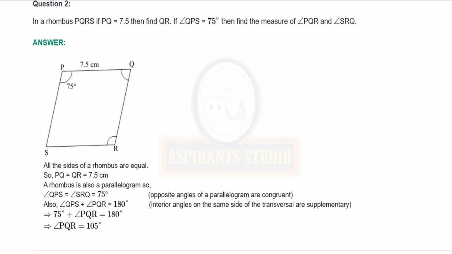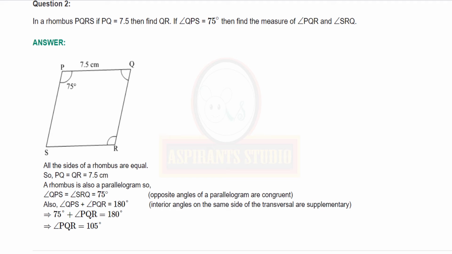Now coming to question number 2. In a rhombus PQRS, if PQ is equal to 7.5, then find QR. If measure of angle QPS is equal to 75 degrees, then find the measure of angle PQR and measure of angle SRQ. So this you have to write as the given and to find, then solution. Figure is not given, you have to draw the figure and label it properly. Now write the solution. All the sides of the rhombus are equal.